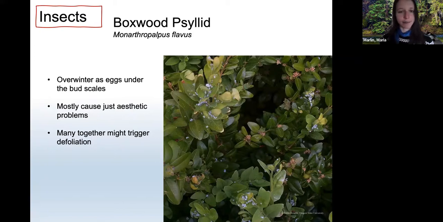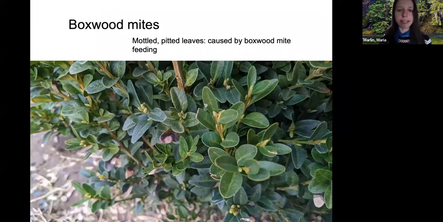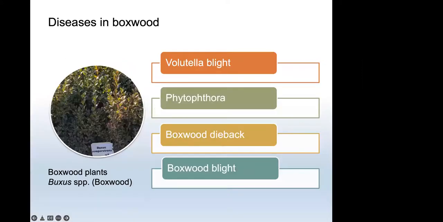Okay, next slide, please. The boxwood mites, yes. So if you're scouting and you notice some very interesting patterns on the leaves of the boxwood, you could have a boxwood mite problem. Hopefully you can see in this picture, they're just sort of mottled. It looks like little dots all over the leaves of the boxwood, and that's caused by the feeding of the mites. So that's another insect that you would have to watch out for. Okay, thank you. I think that's everything.